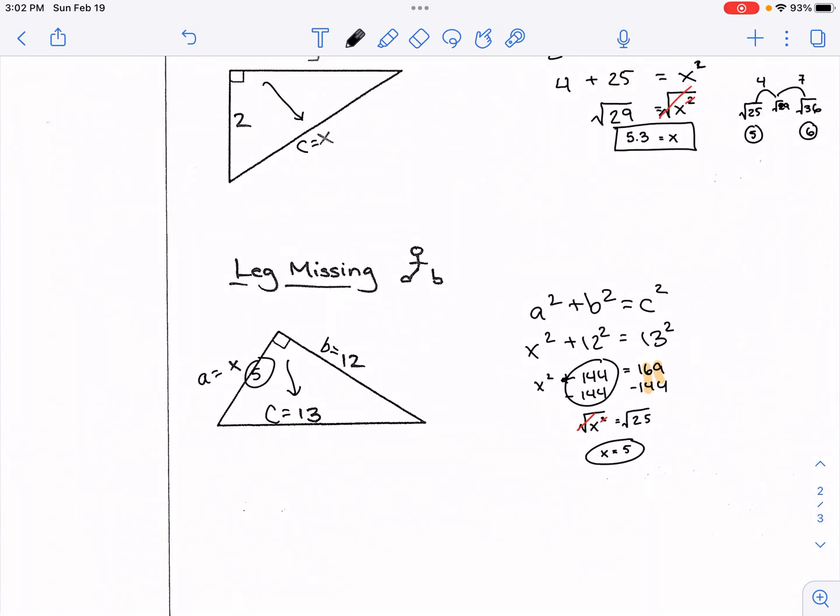All right, so we're going to further practice the Pythagorean theorem, but for right now, let's go and move on to our math practice. Let me know if you have any questions.